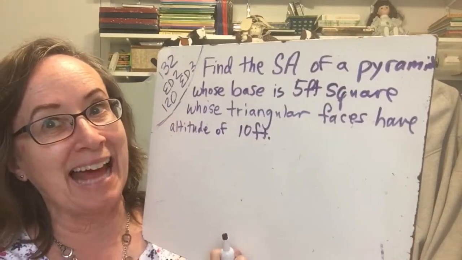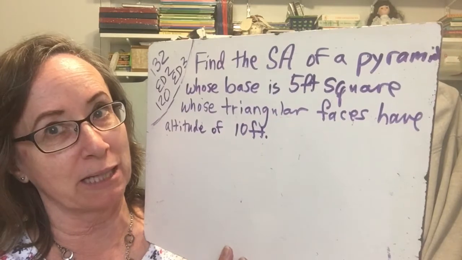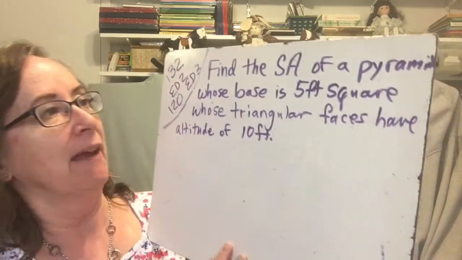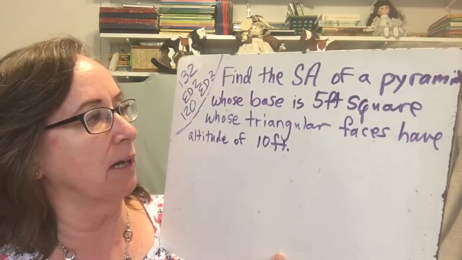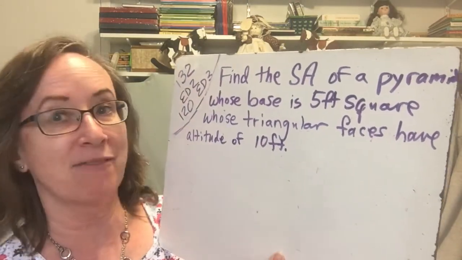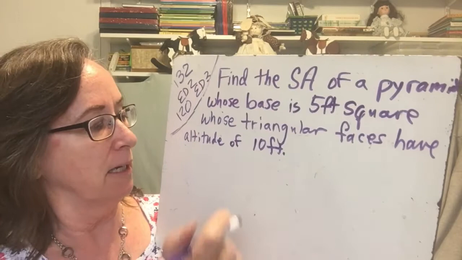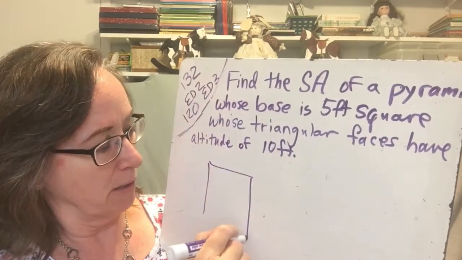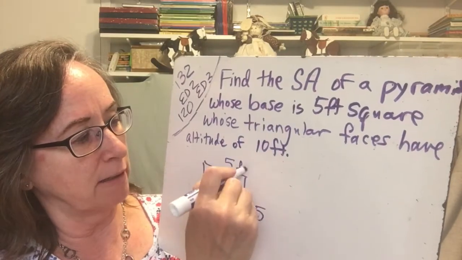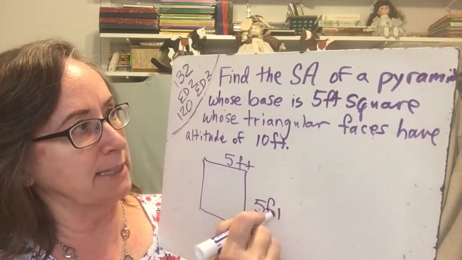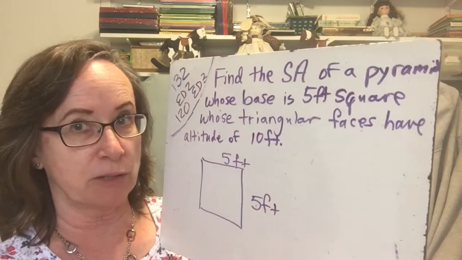One more practice. This is our last practice. Land, this has been a really long lesson. Find the surface area of a pyramid whose base is 5 foot square and whose triangular faces have an altitude of 10 feet. So we have 5 foot by 5 foot is the square base, and we're doing the surface area, and that includes the base.